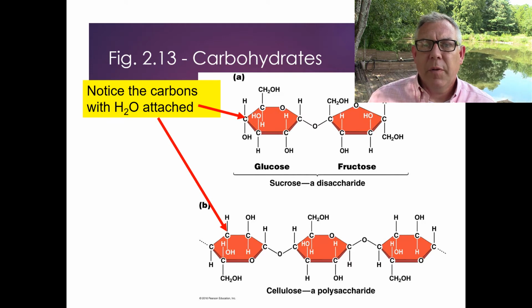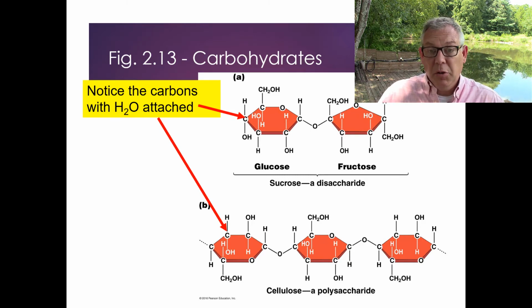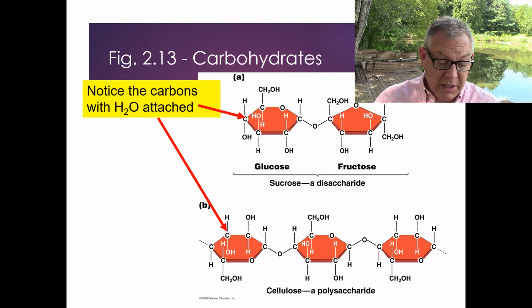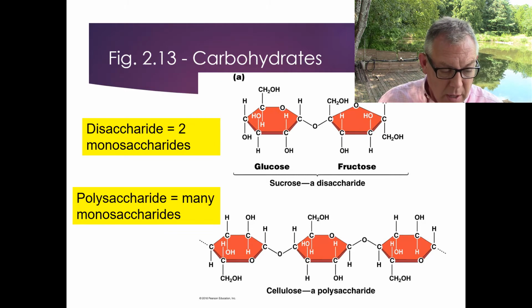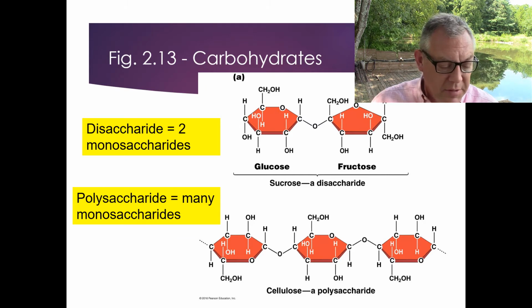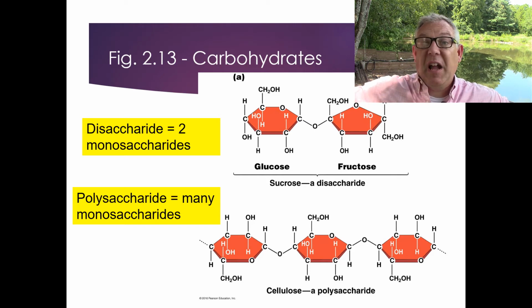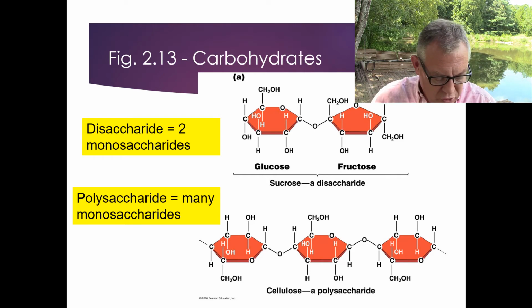And so here's just another figure from your book, kind of underscoring what I've just told you. You see those rings there, and you notice that on most of those carbons, you've got a water attached to them. Again, this is showing sucrose, which is something you can digest, and cellulose, which is something you cannot digest. You've got the disaccharide, which is made of two monosaccharides, and then the cellulose is a polysaccharide. It's many. Here they're showing like 3, or I showed you 4, but in real life it's like 100. It's very long chains.